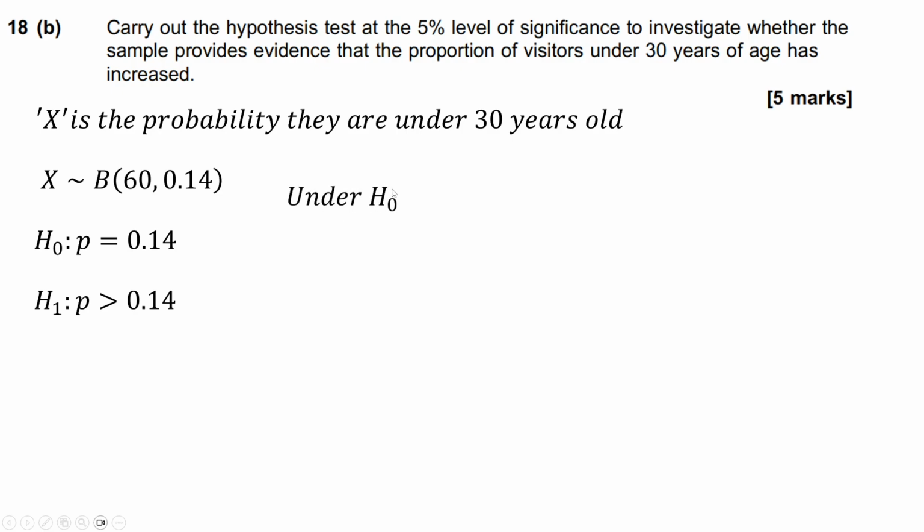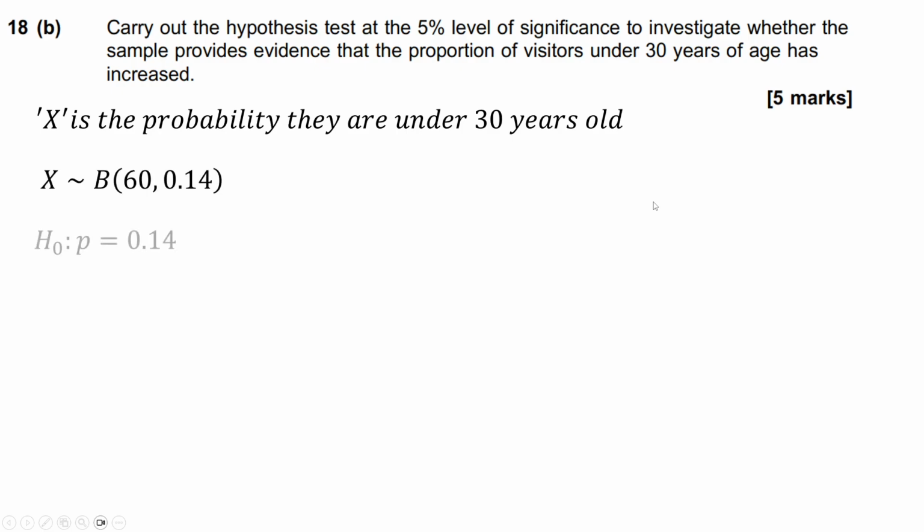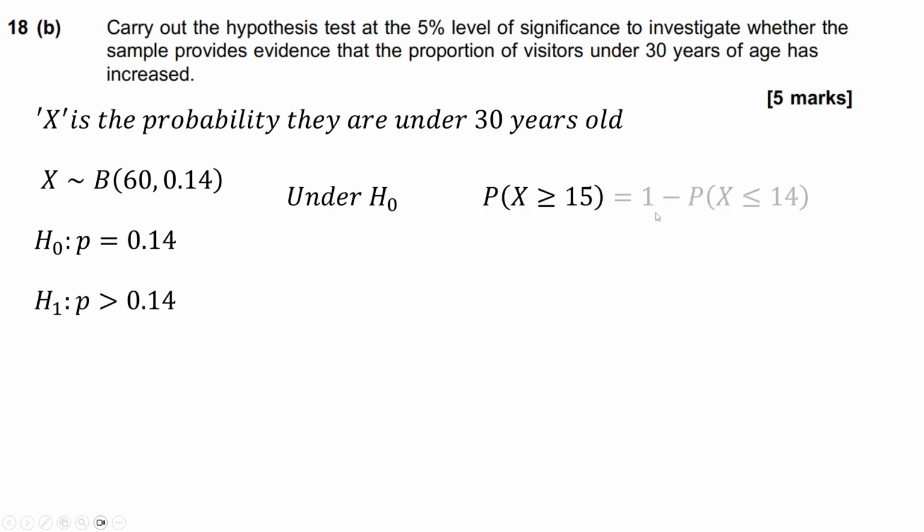So if we assume the null hypothesis to be true, we saw that there were 15 people who were under the age of 30. So under H0, where p equals 0.14, we want the probability that X is larger than or equal to 15. It's always an equals sign in the hypothesis, but here it's larger or equal to 15. Your calculator probably doesn't take it in like this, so you can say that it's 1 minus the probability of X less than or equal to 14. Careful, it's 14 here and not 15, because otherwise you'd be counting 15 twice.